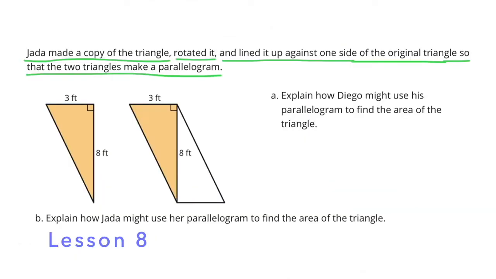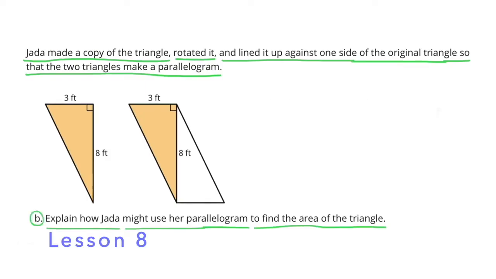Jada made a copy of the triangle, rotated it, and lined it up against one side of the original triangle so that the two triangles make a parallelogram. B. Explain how Jada might use her parallelogram to find the area of the triangle.